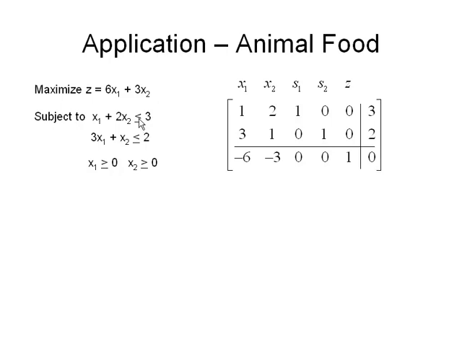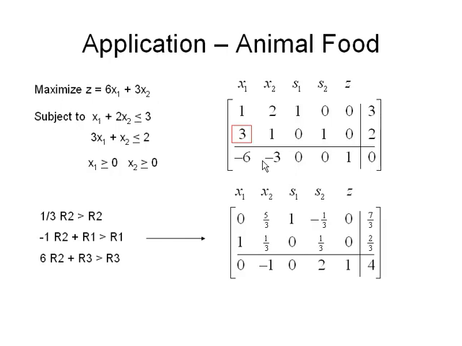I'll add in to the first constraint plus S1, and when I write that in my simplex tableau, the first row becomes 1, 2, 1, 0, 0, 3. And when I add in the slack variable S2 to the second constraint, I get 3, 1, 0, 1, 0, 2. So there's my simplex tableau, and now I need to find the pivot.